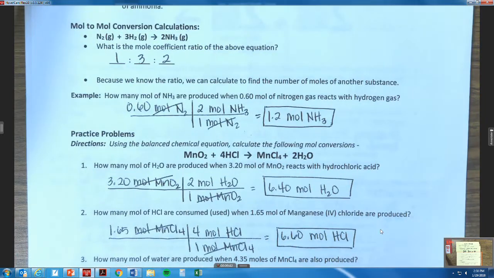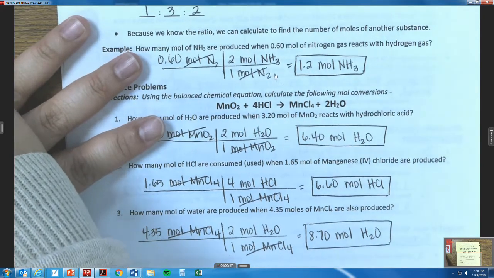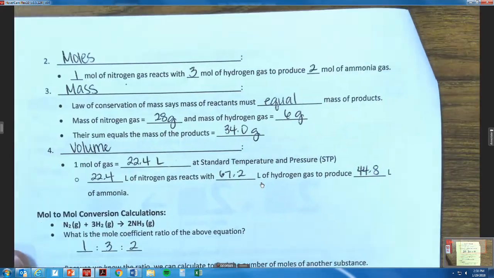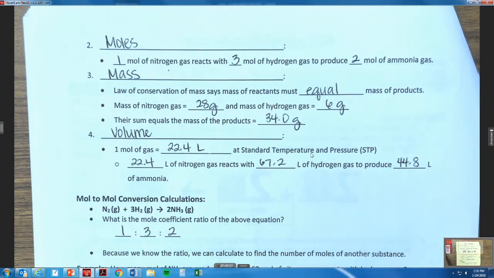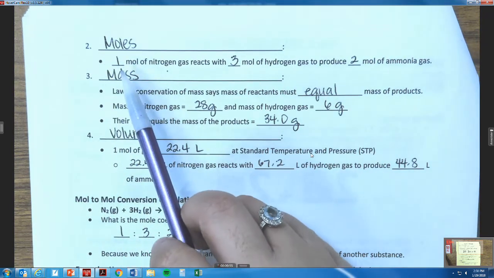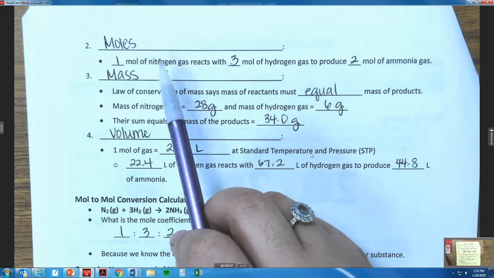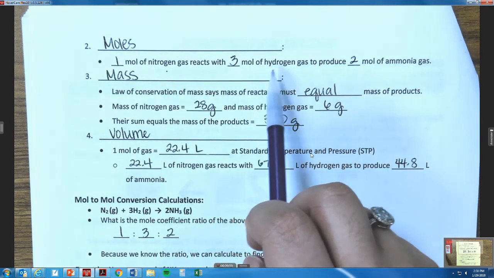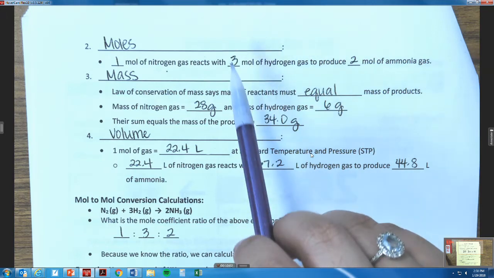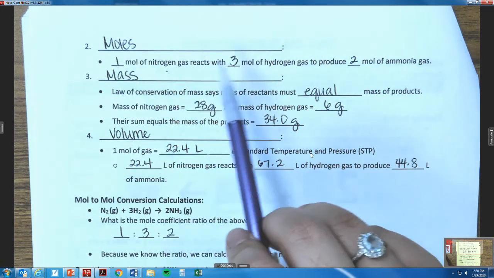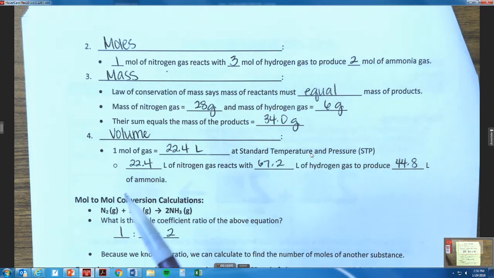Okay, so number two on our mole map, it might help if we were on the right view. Number two on our mole map would be moles. So 1 mole of nitrogen reacts with 3 moles of hydrogen gas to produce 2 moles of ammonia gas. So it follows that 1:3:2 ratio.